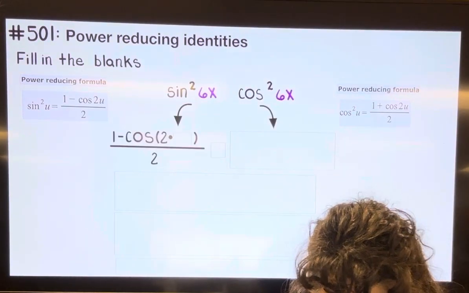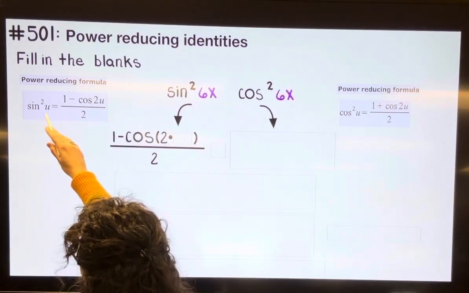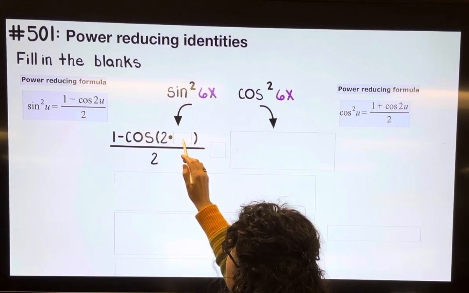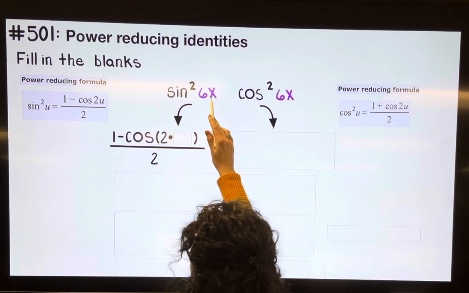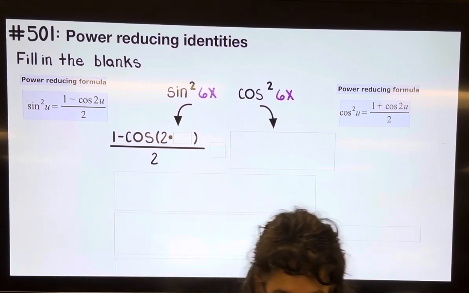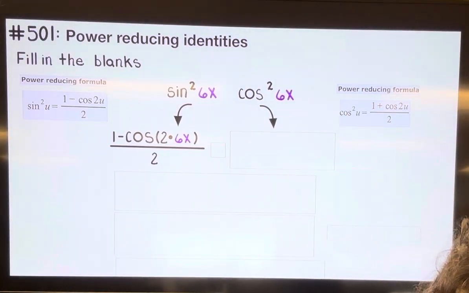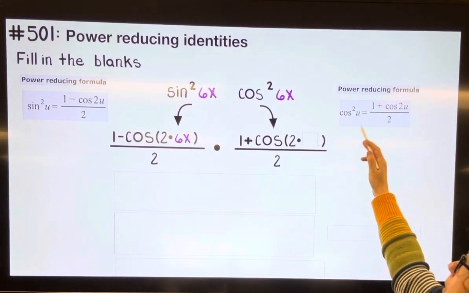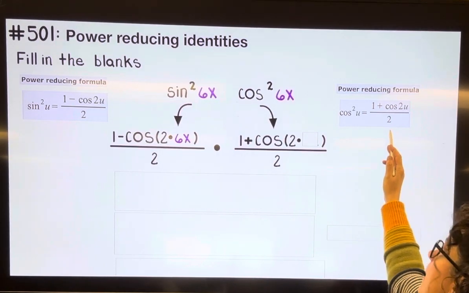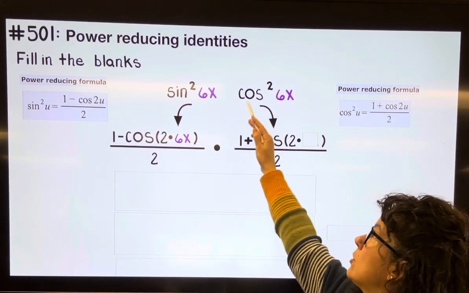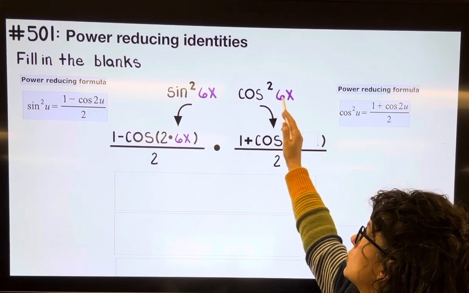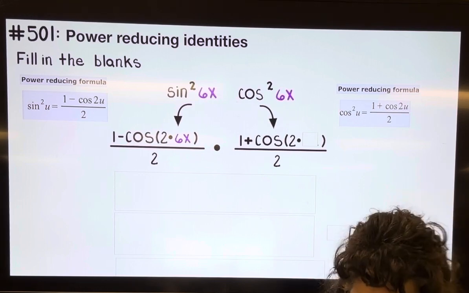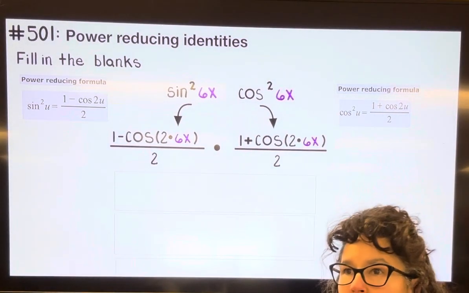The sine squared of u is equal to 1 minus cosine 2u over 2. So the u here is going to be the 6x. So I'm going to put 6x in here, multiplied by, and then similarly for this one, here's our power reducing formula for cosine squared of u. The u is 6x, so the u in the formula needs to turn into 6x.